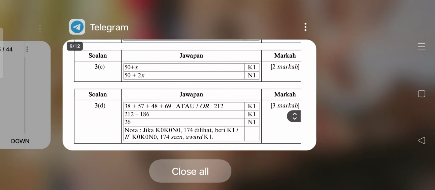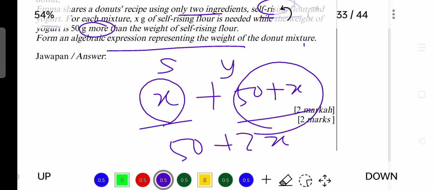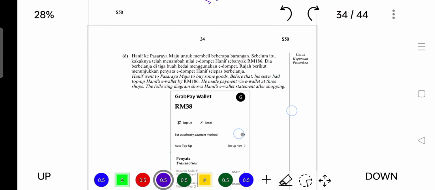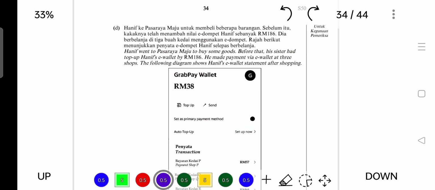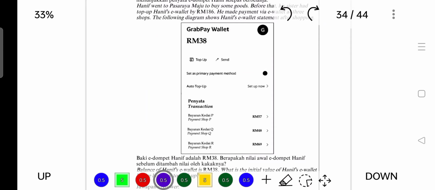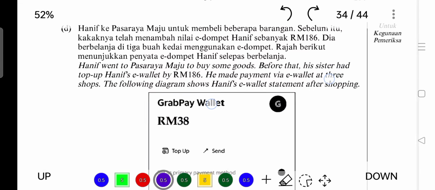Yes, you get K1 and N1 easily over there. 2 marks, right? We're moving to question D. Yes, it is possible to have D as well. Okay, question D.